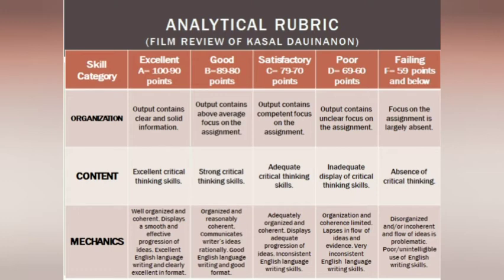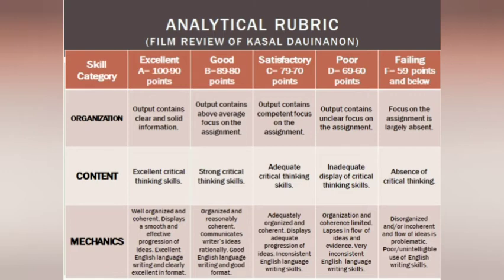So for organization, under excellent, we have output contains clear and solid information. For good, output contains above average focus on the assignment. Satisfactory, we have output contains competent focus on the assignment. Poor, which is output contains unclear focus on the assignment. And for failing, we have focus on the assignment is largely absent.